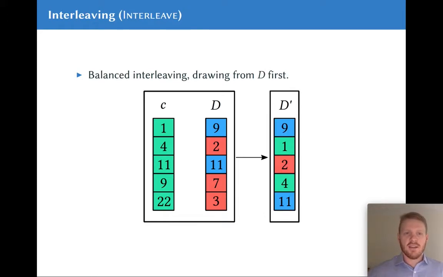Another approach is to interleave the results, so we draw from D first. So in this case, we would say document 9 is at rank 1, document 1 is at 2, document 2 is at rank 3, and so on.